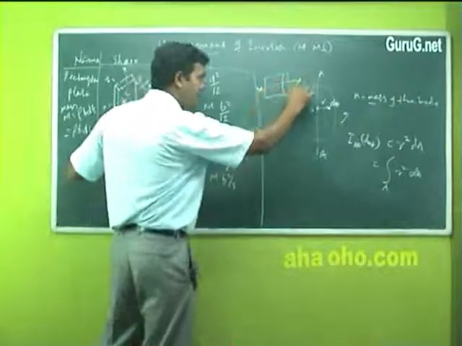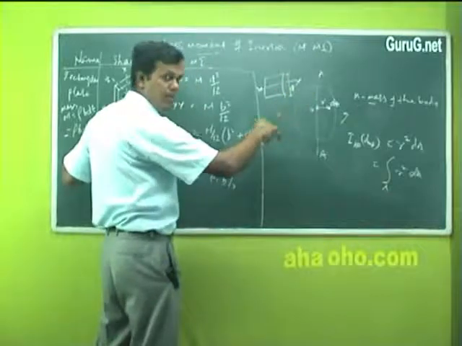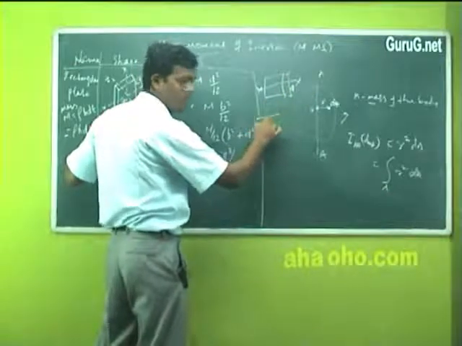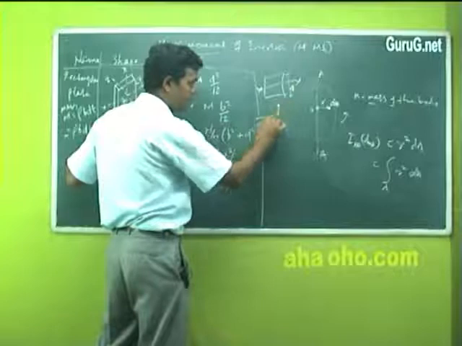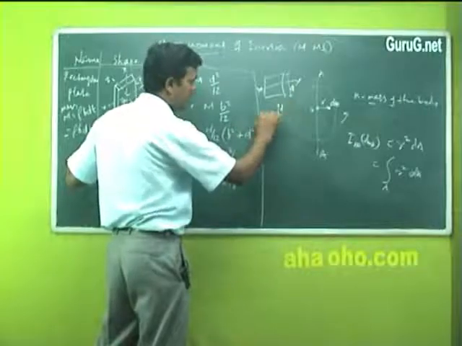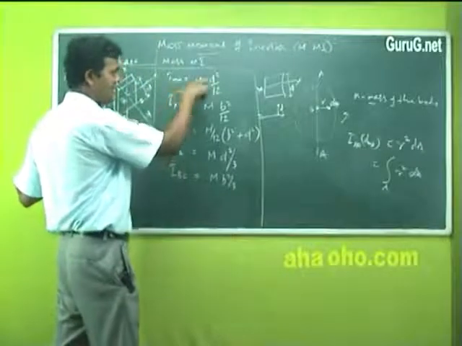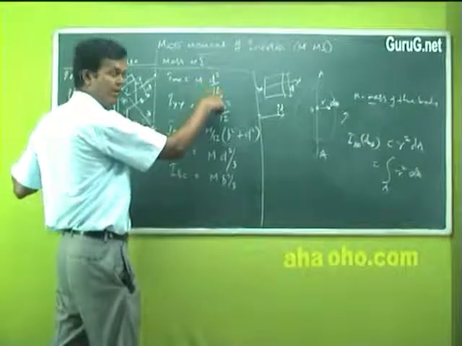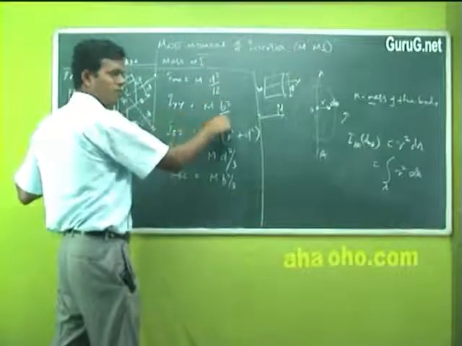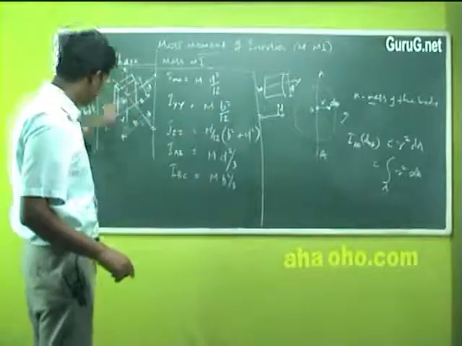This is my d. Is it not? The moment is what? The perpendicular distance only. This is my d actually. The x axis is going towards here. So if I get xx, it's m into d square by 12. For yy, m into b square by 12, because the yy axis is this.